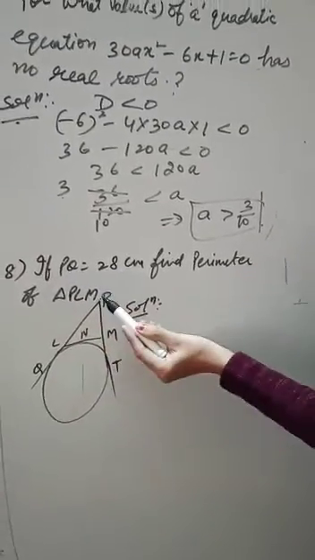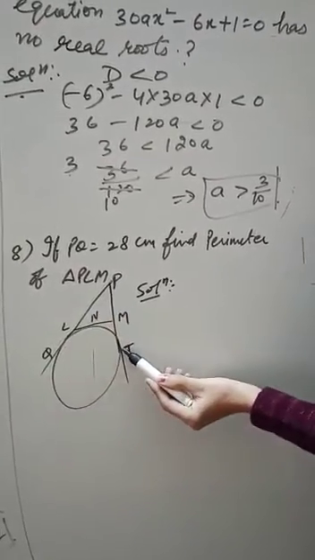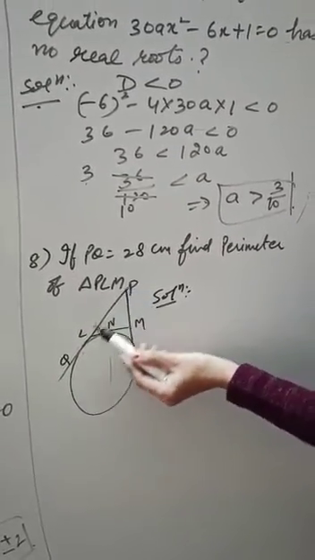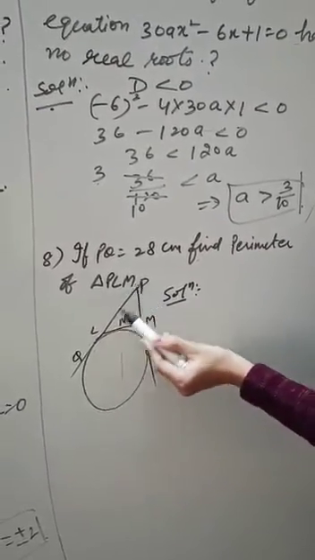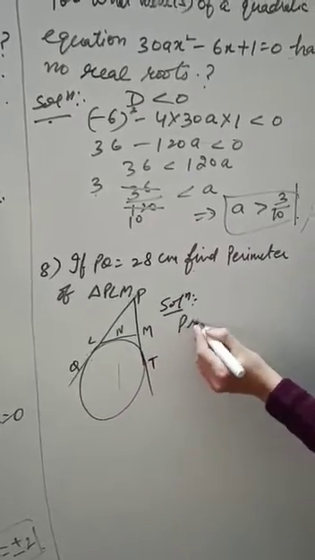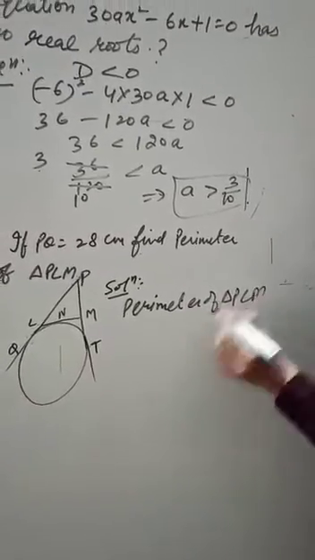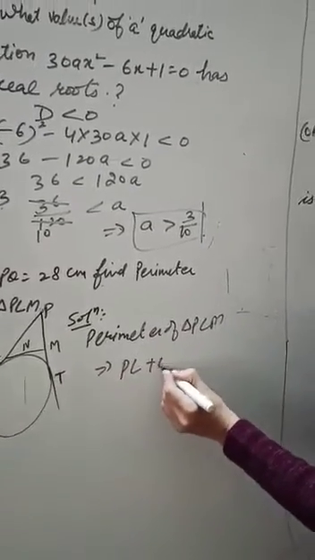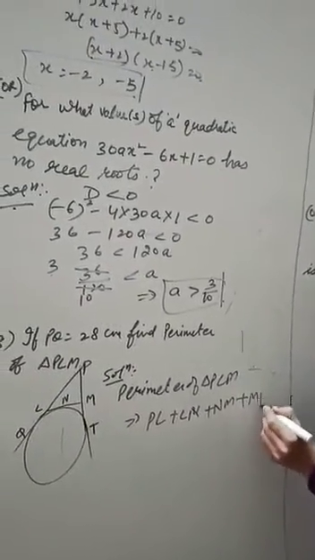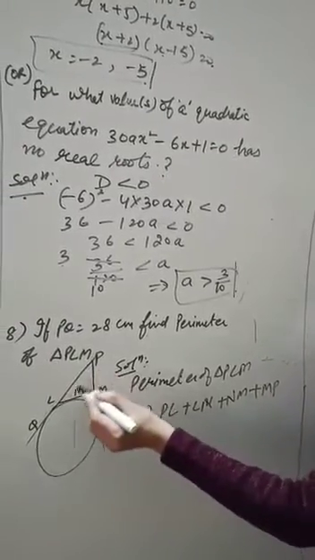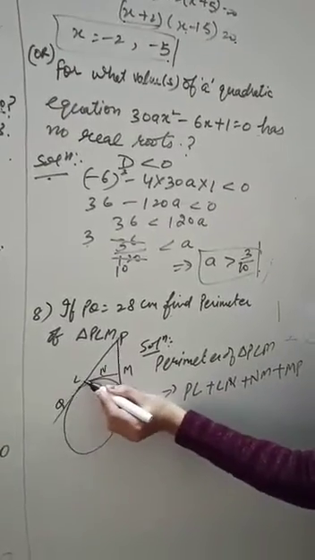As the PQ value, what is the PQ? It is a tangent of the circle, and two tangents from one exterior point are equal, as PQ and PT. Then find out the perimeter of triangle PLM. So if we want to find out the perimeter of triangle PLM, it will be equal to PL plus LN plus NM, plus MP. Here you can see LN and LQ are equal, because from an exterior point these two tangents are equal.